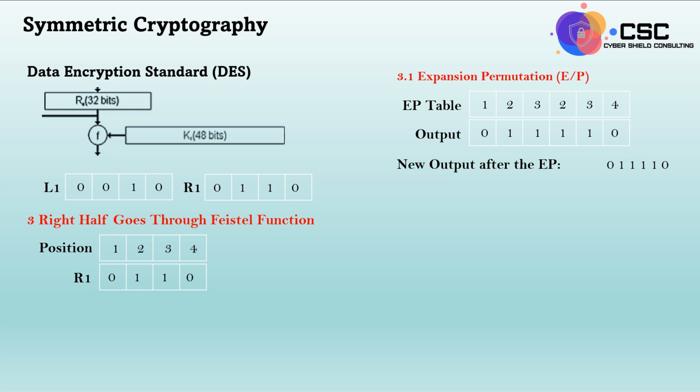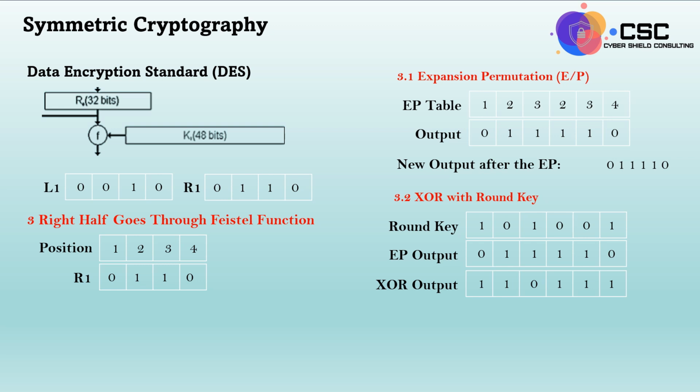Next, we take the expanded 6-bit output and perform a bitwise XOR operation with the 6-bit round key. The round key is derived from the original 56-bit DES key, ensuring a unique transformation in each round. After applying the XOR operation, the new transformed output is 110111. This step introduces confusion. This will make it difficult for attackers to reverse the encryption process without having the correct key.